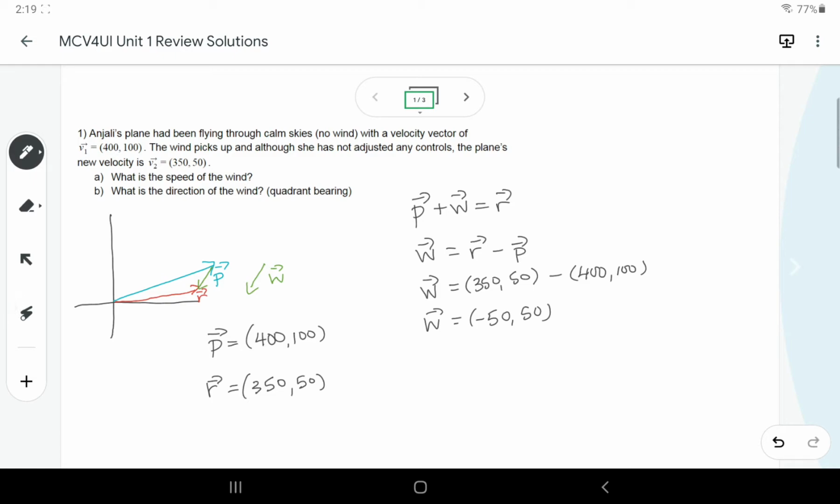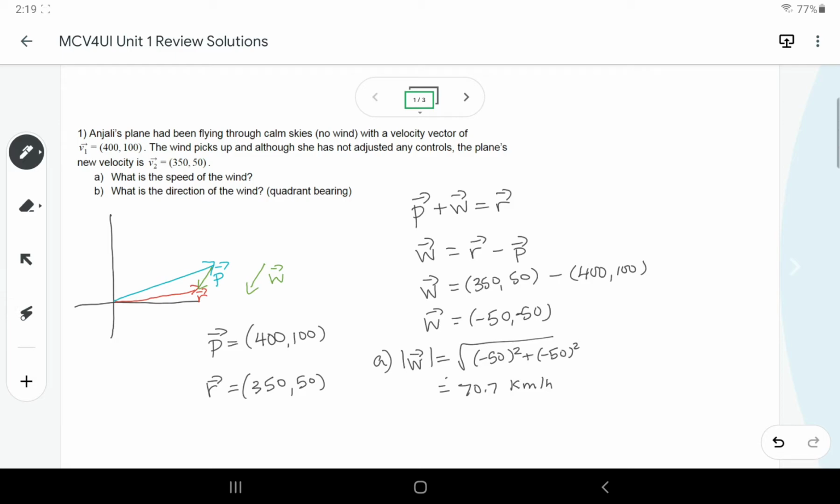We would have to figure out what the magnitude of that vector is for part A. So for A, we want the magnitude of the wind, which is the square root of negative 50 squared plus negative 50 squared, and that ends up being about 70.7 kilometers per hour.